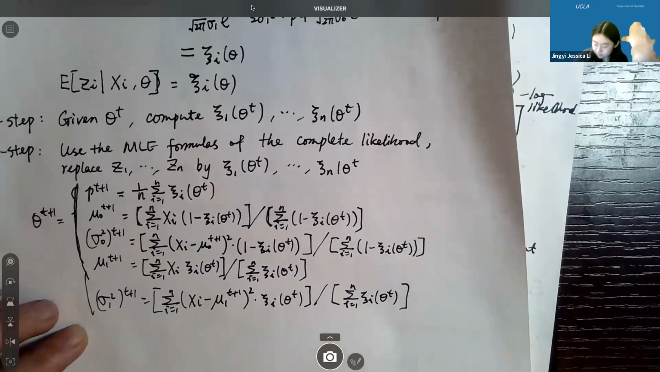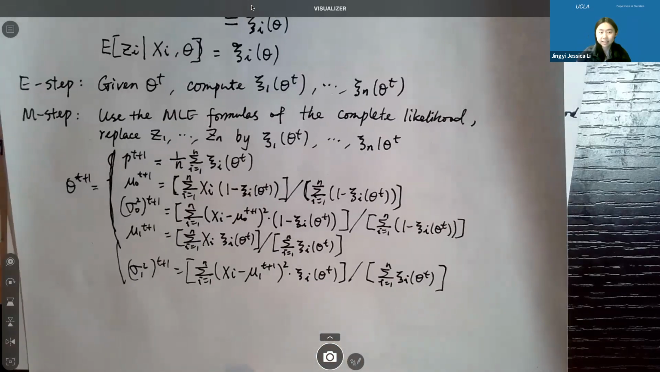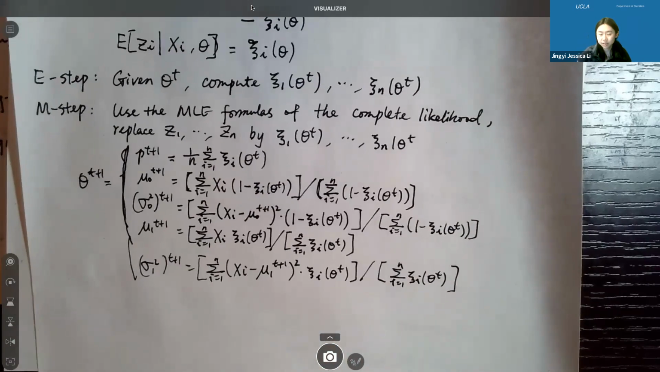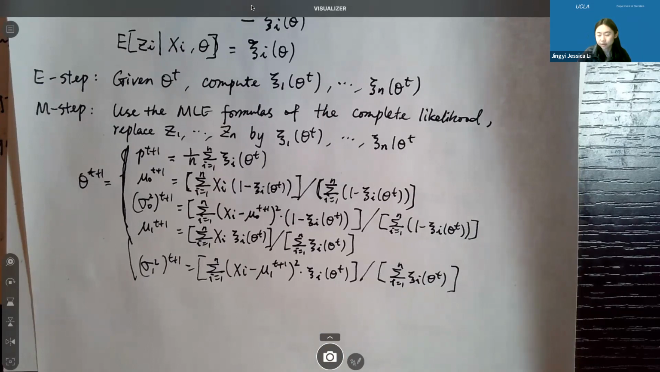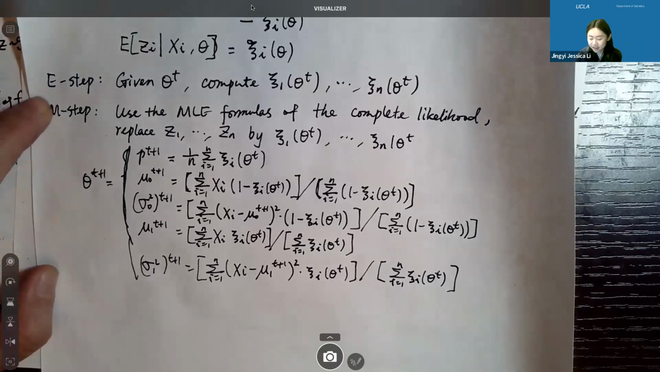Right? So that's it. That's the M step. We are just using the 5 MLE formulas from the log complete likelihood. And in those formulas, we replace the unknown Z1 to Zn by what we computed in the E step, which you can regard as the imputed values for Z1 to Zn, given X1 to Xn and the current parameter value, theta t.